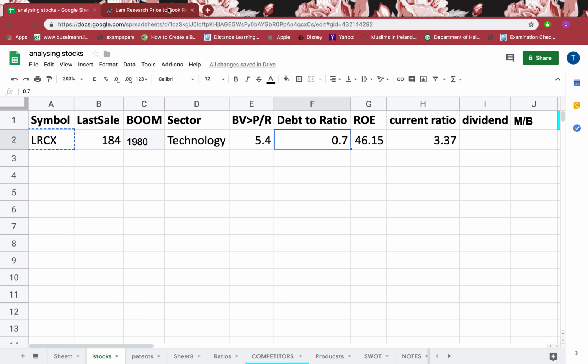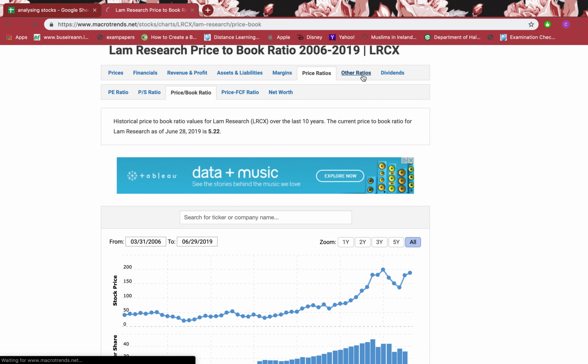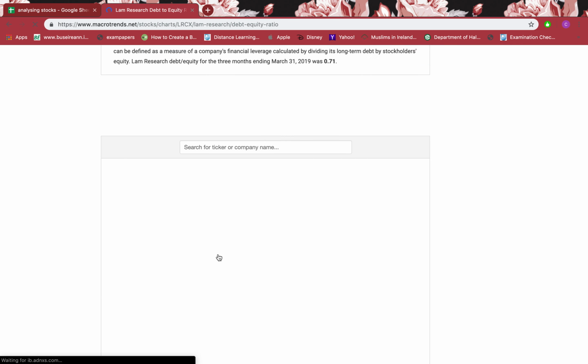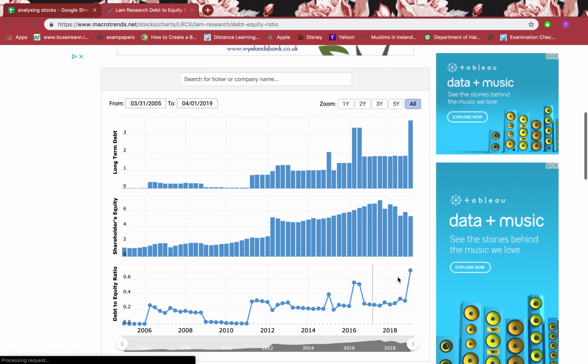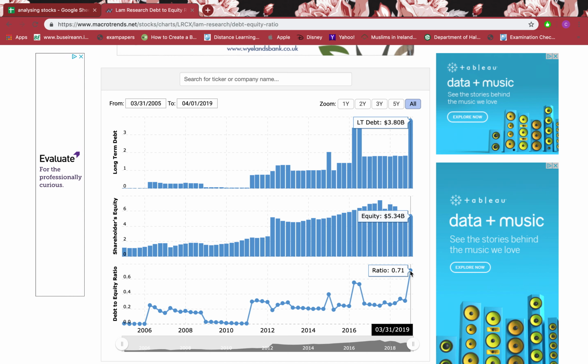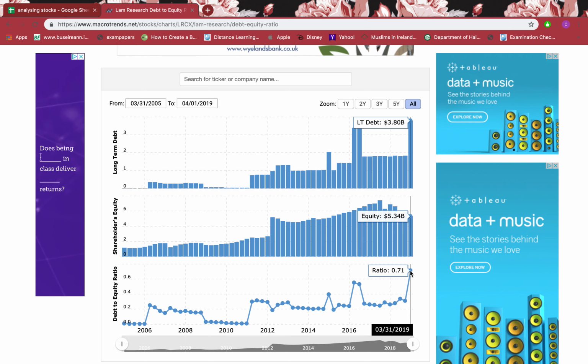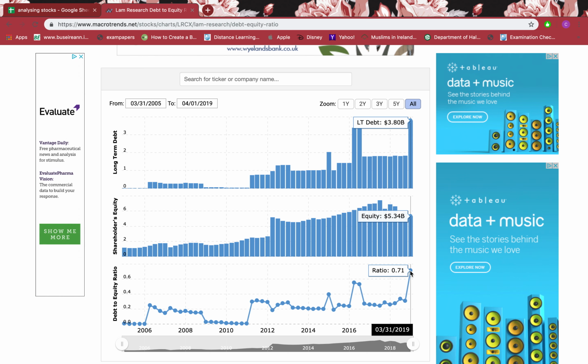And if I go to other ratios, and go to debt equity ratio, I can see that the debt equity ratio should be 0.5 or less for it to be safe, for it to have a margin of safety. Otherwise, it means the company is operating a lot on long-term debt, which is not good for the firm. It's not safe because they might not be able to pay back the debt in future. If a company has more debt than equity, that means they're mainly operating on debt. Right now the ratio is 0.71, which is not a very good ratio because it should be 0.5 or lower.